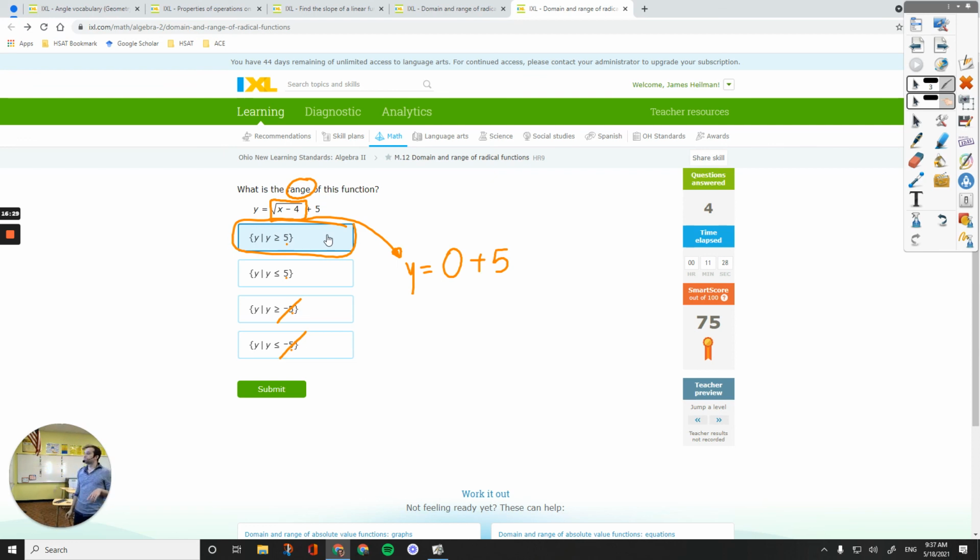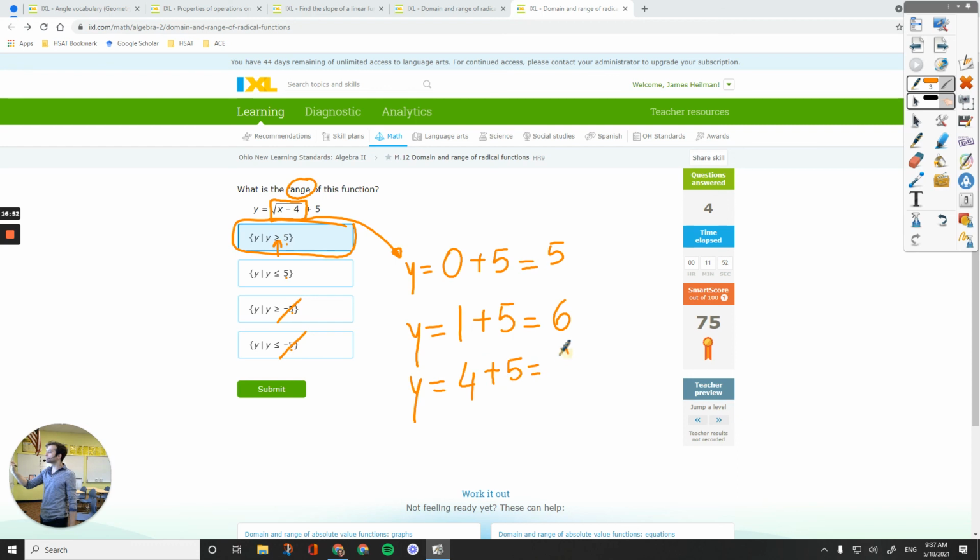Okay, so here's one more example to show you why it is greater. Instead of 0, you can plug in 1, and then in that case you would add 5. The answer would be 6, which is greater than 5. Your answer should be greater than or equal to 5. That square root expression could have been 4. In that case, when you add 5, your answer would be 9, which still should be greater than 5.